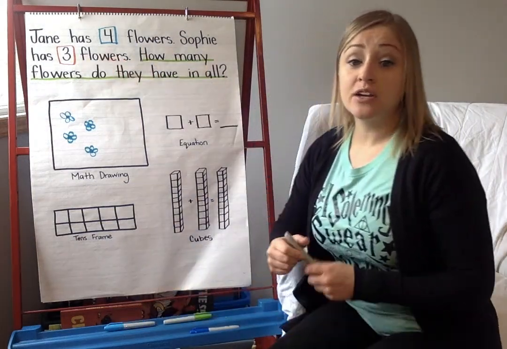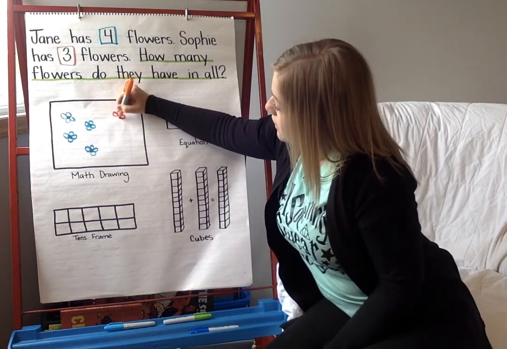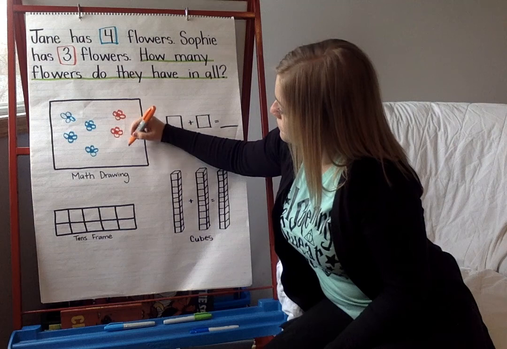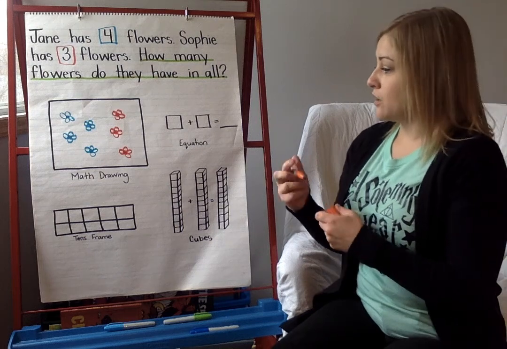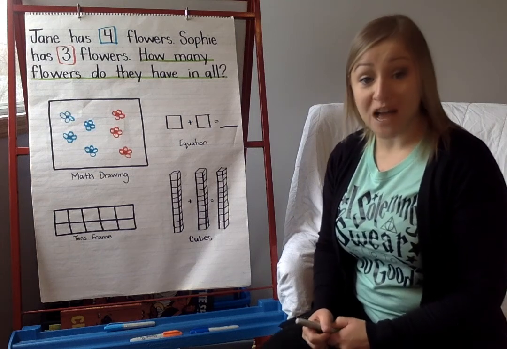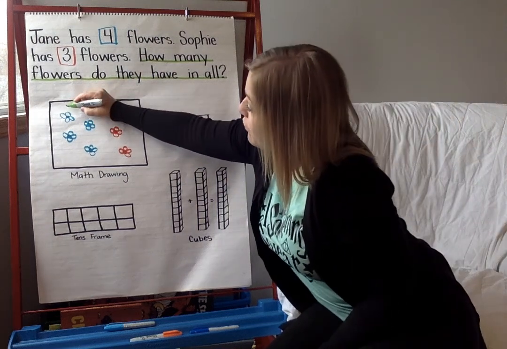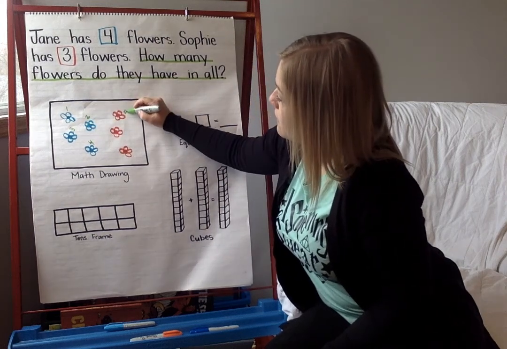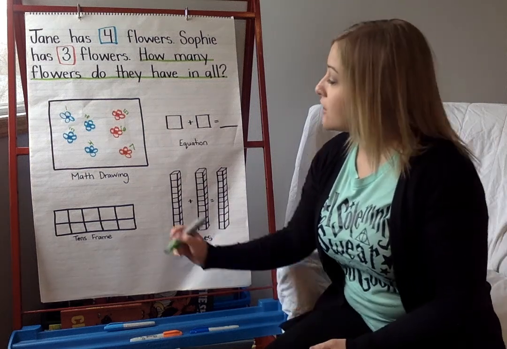Sophie has 3 flowers, and I used an orange marker. So this time I'm going to draw 3 orange flowers. 1, 2, 3. I have 3 orange flowers. Now I can count to see how many flowers we have in all, or all together, the total. So we have 1, 2, 3, 4, 5, 6, 7. So how many flowers do they have in all? They have 7.